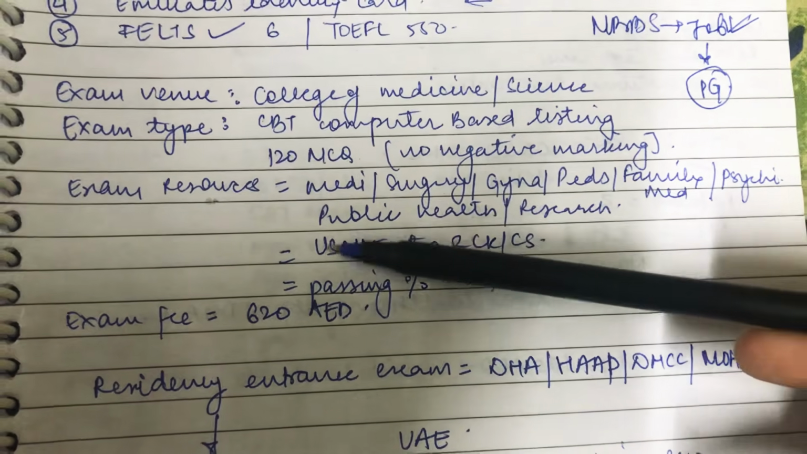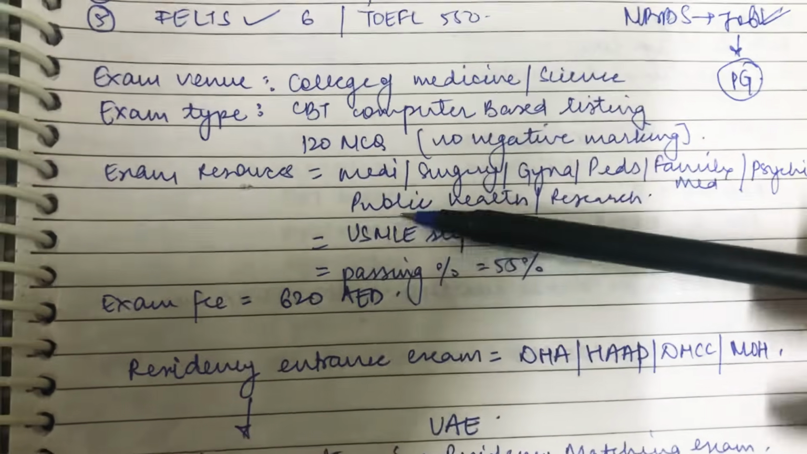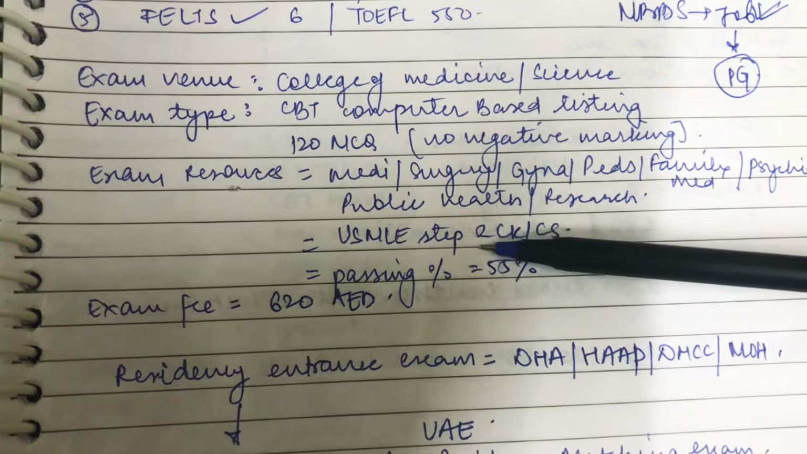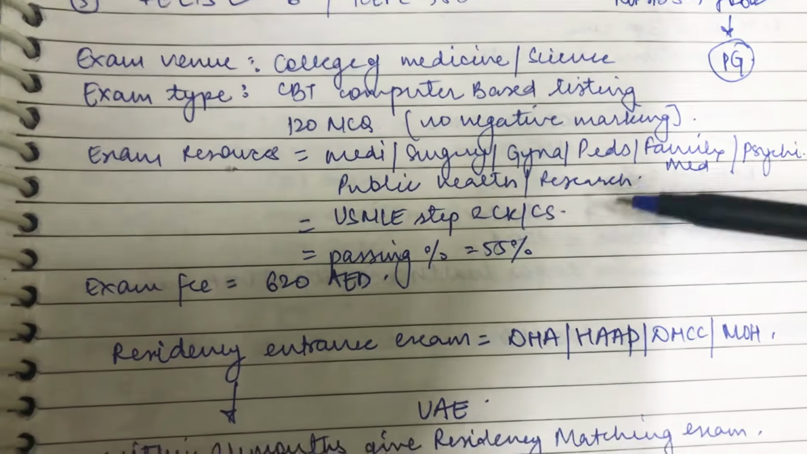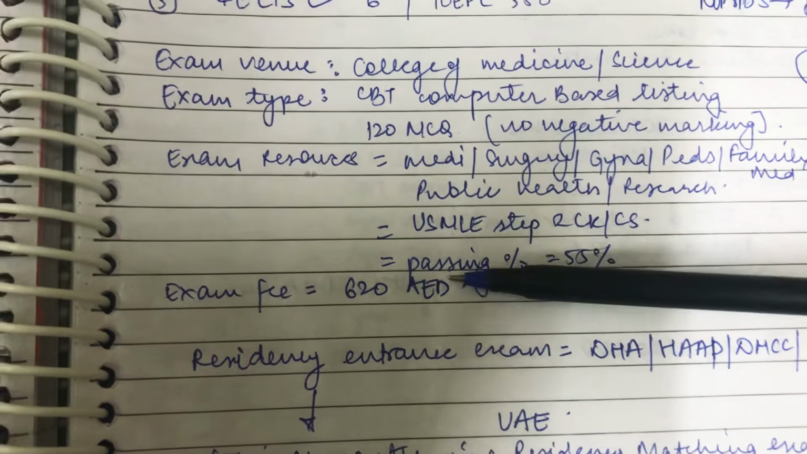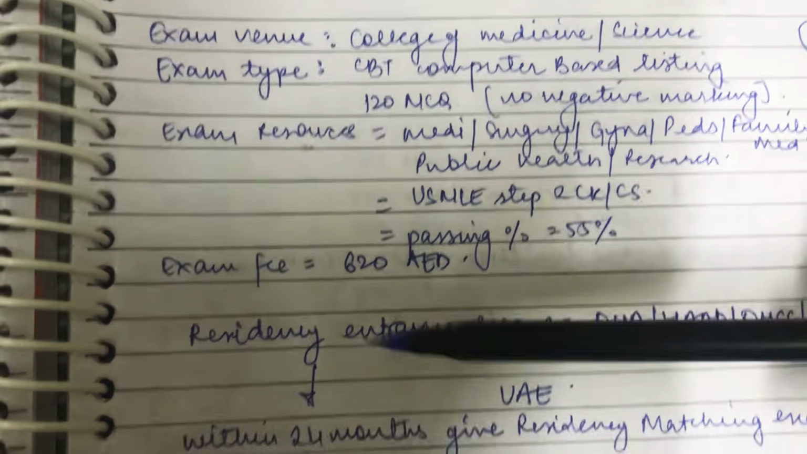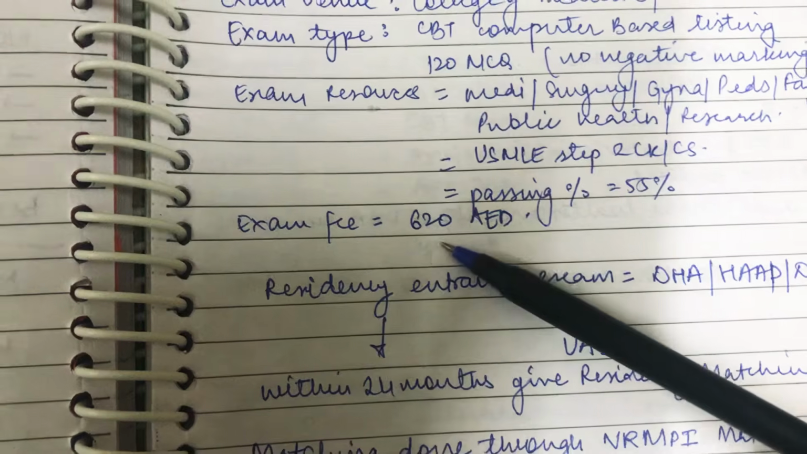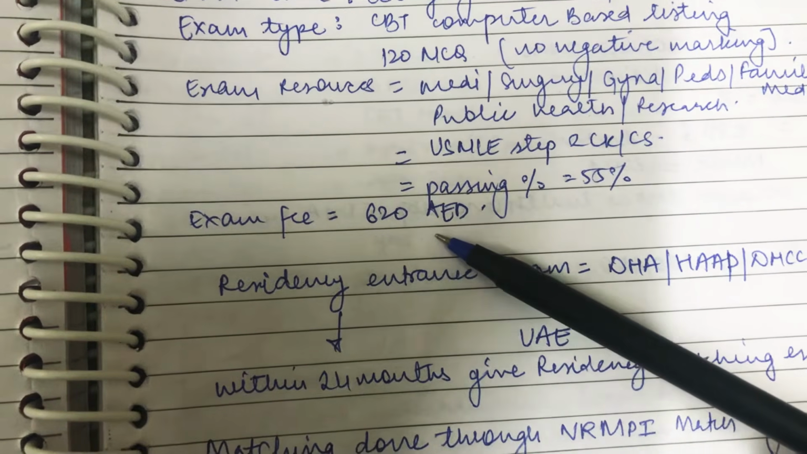That is, they follow these recommendations as of USMLE. You need to read from the resources that we use for USMLE. For example, Kaplan, Master the Boards, BRB videos, all of that. Passing percentage is 55%. Examination fee is almost similar to the previous one, that is 620 dirhams.